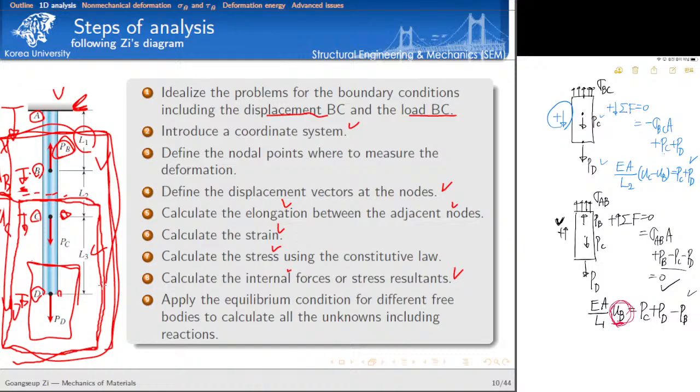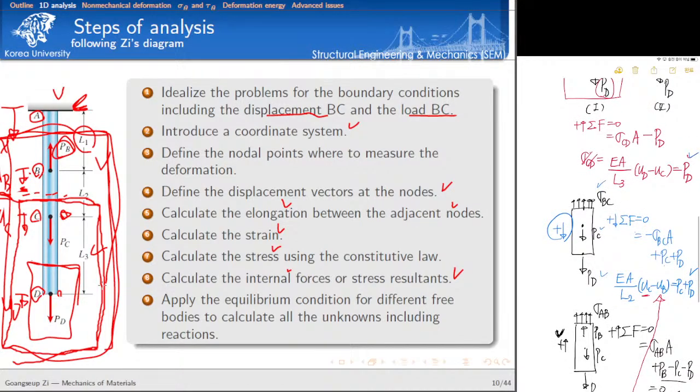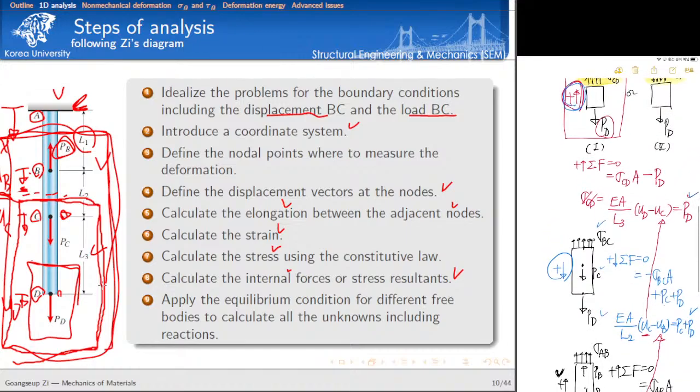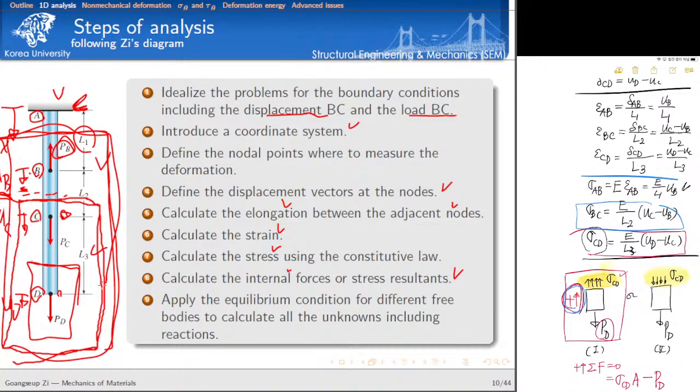Then once we calculate UB, you plug UB here, then we can calculate UC. Okay? So once I calculate UC, let's plug UC into this equation. Then we can calculate UD. So now we calculate all the nodal displacement. So can you calculate the strain? Yes, we can calculate the strain, because now we have the nodal displacement values.